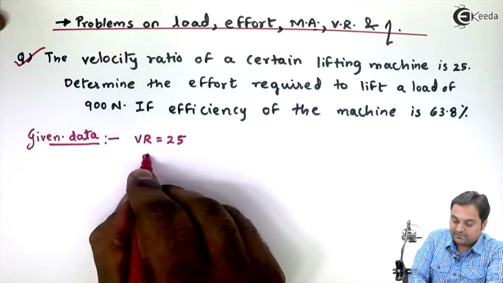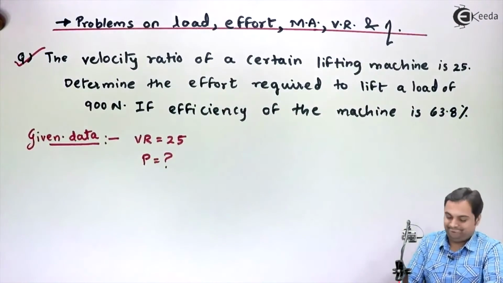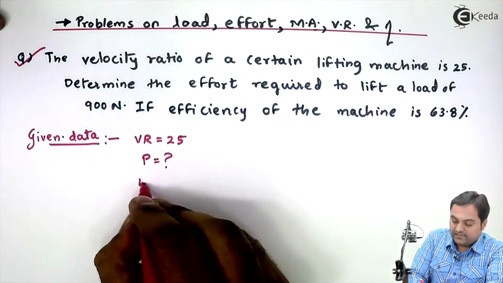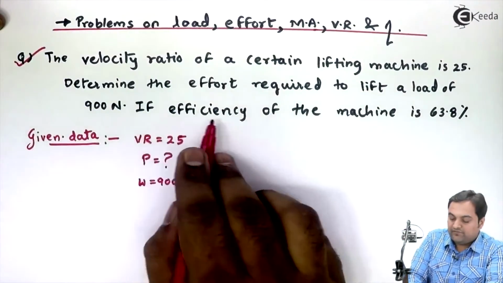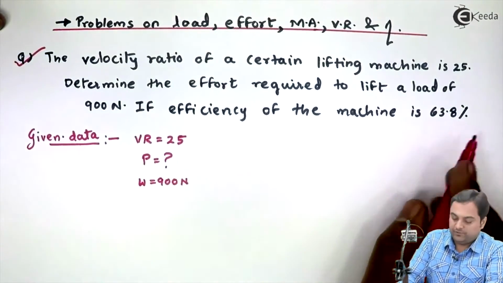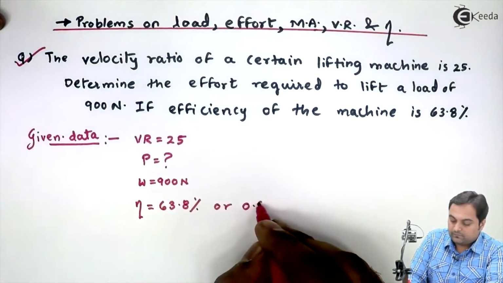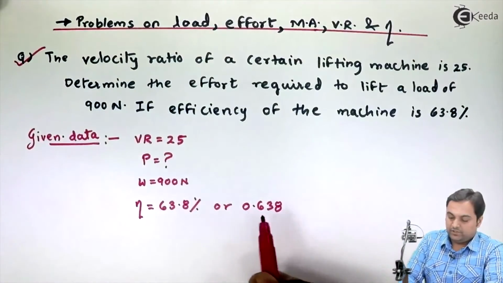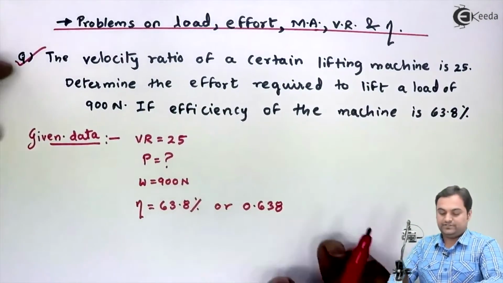Determine the effort required to lift a load of... Effort has been asked. Effort is denoted by P. This is the question. To lift a load of 900 Newton, load is 900. If the efficiency of the machine is 63.8%, I'll convert it into a number, which is 0.638. Now this is the question in front of us. Let us find the solution for this.